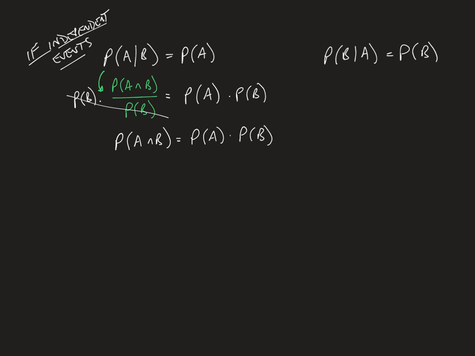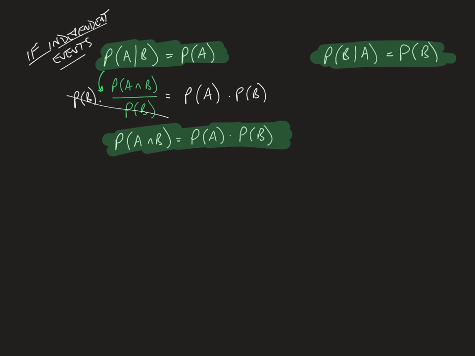And so what I want us to think about is that the formula we can use to prove whether two things are independent can be written any of these three ways. You could use this formula to prove that two events are independent. You could use this formula, or this formula. They all are the same exact thing.